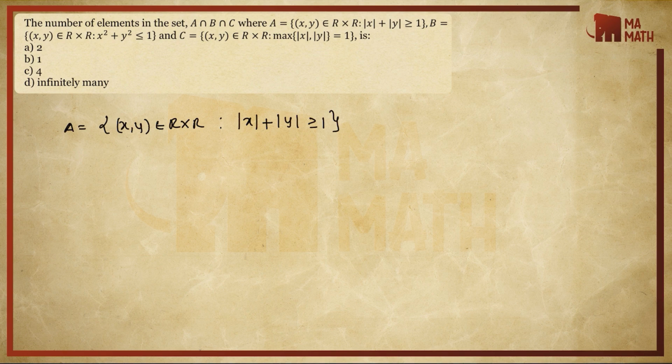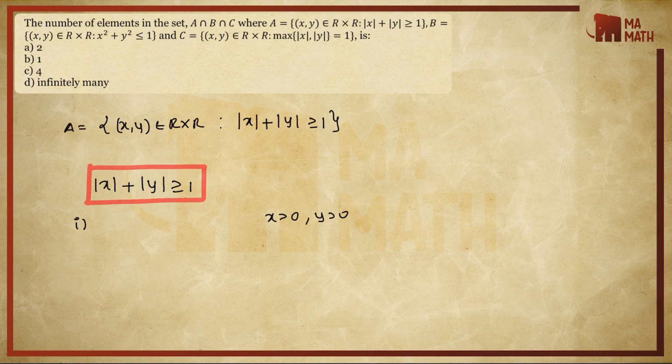Let's figure out. First we have to understand what mod of x plus mod of y greater than or equal to 1 means. Understand that there are 4 possible scenarios for this one. There is a possibility that x and y both can be positive. Then in this case, we can remove the mod, because the goal is to remove the mod and make it simpler for everyone to understand. So one case is x greater than 0 and y greater than 0, and we get x plus y greater than or equal to 1.